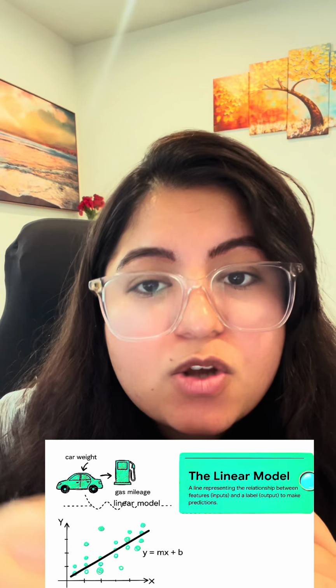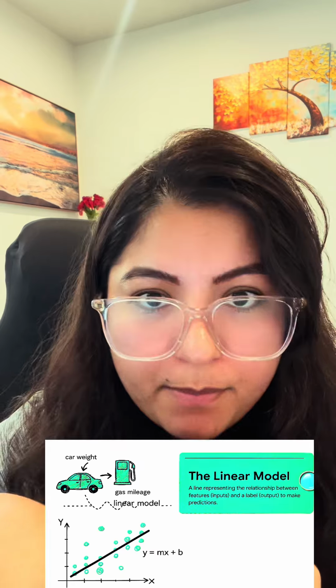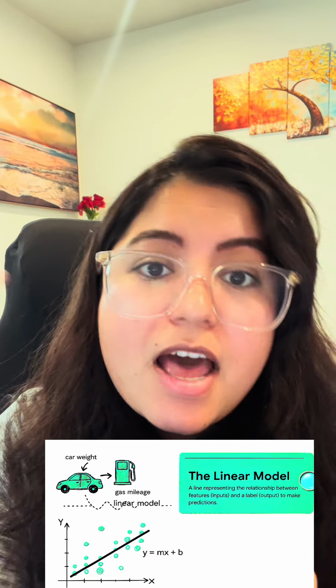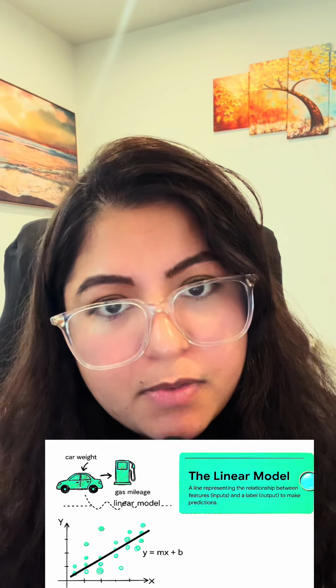The straight line is called a linear model. It represents the relationship between the input and the output. For example, as car weight increases, gas mileage usually decreases. The model tries to draw the best possible line through the data.